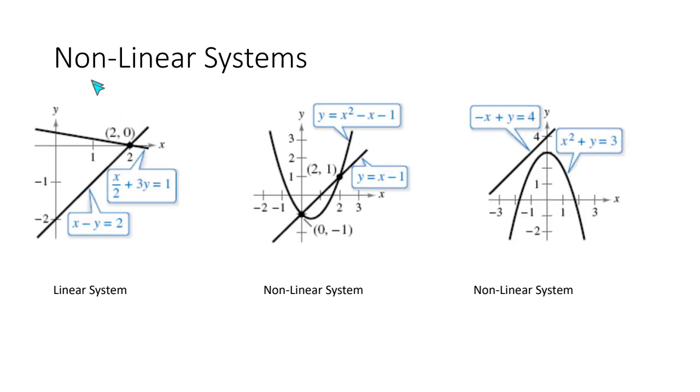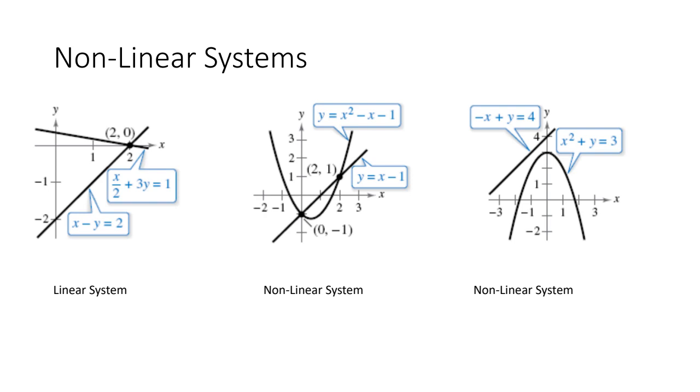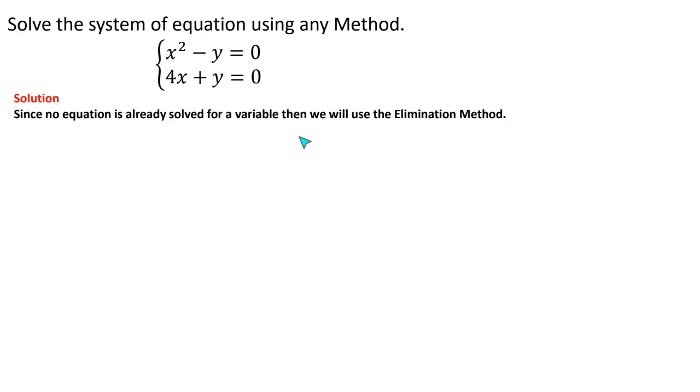Here again, I just want to remind you what a nonlinear system is. The two examples on the right are nonlinear systems because one of the equations is not a line, it's something else. The good thing is that they work the same way. This system has a line and a parabola, so we can use the same ideas that we did for the previous problems.